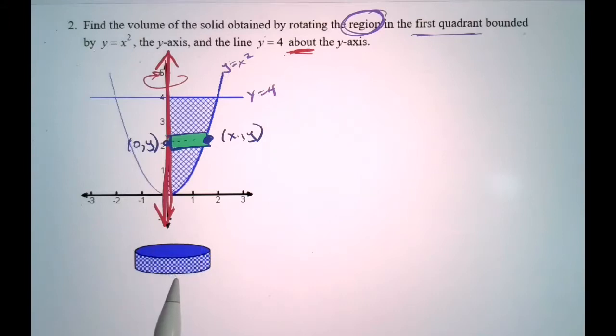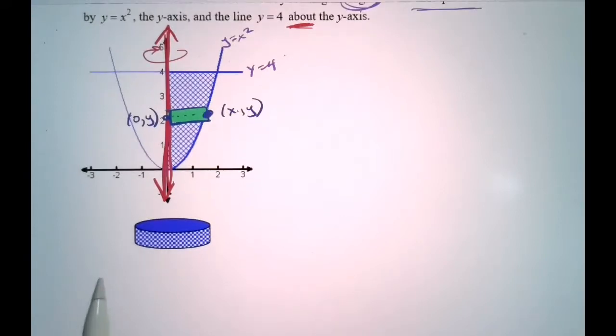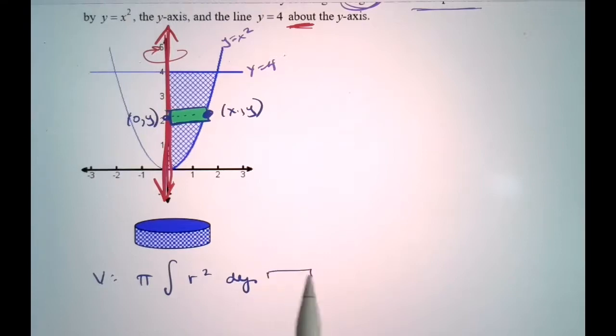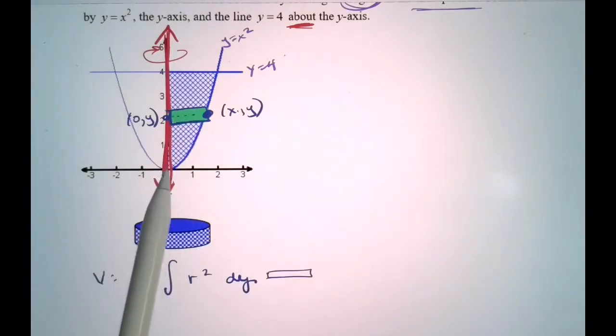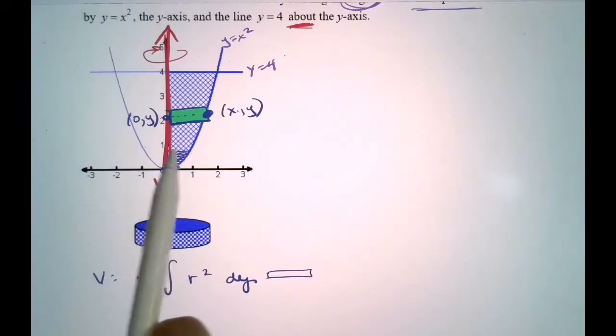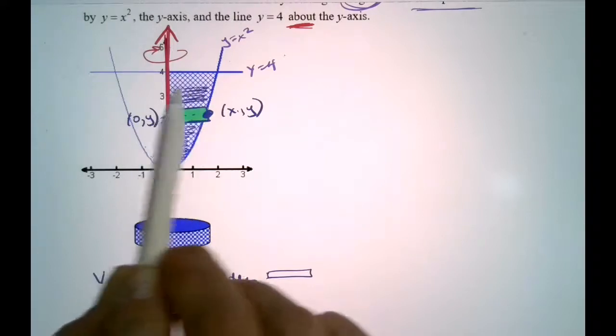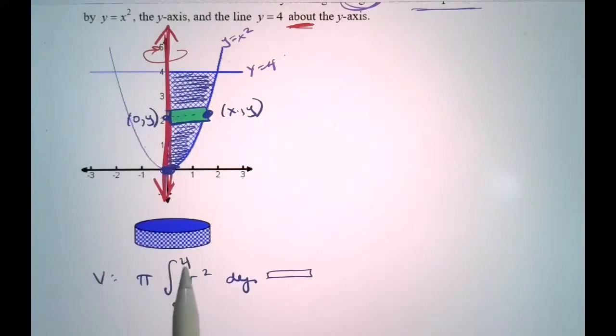Okay, so what I'm going to do is set this up and say, all right, what do I need to know? I'm going to be using the disk method for sure. And so that means my volume is going to have a pi on the outside. I'm going to have r squared. And this is a dy integral because it was a horizontal representation. What that means is right now I can fill in my limits of integration. If I had that horizontal rectangle, it would start down here at y equals 0, and it would go all the way up until y equals 4.